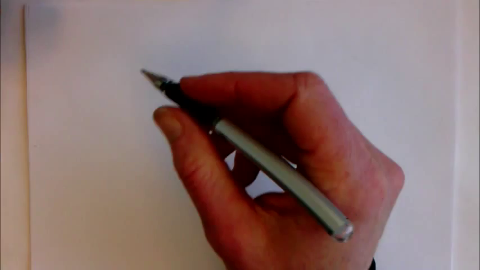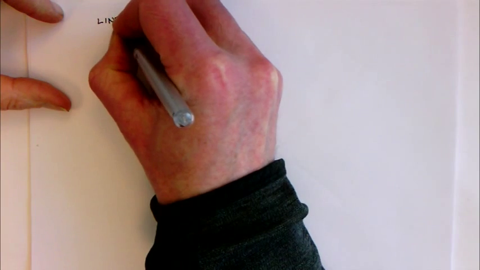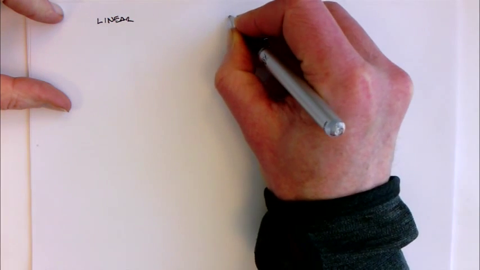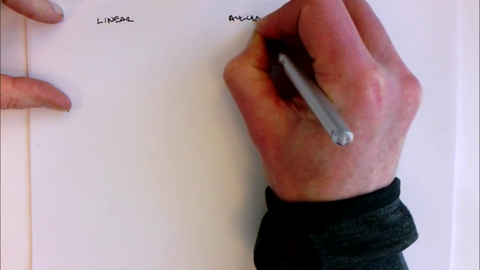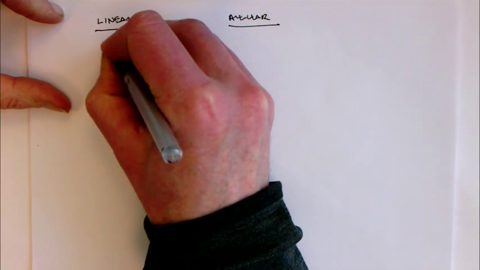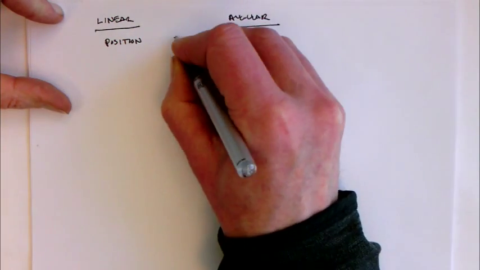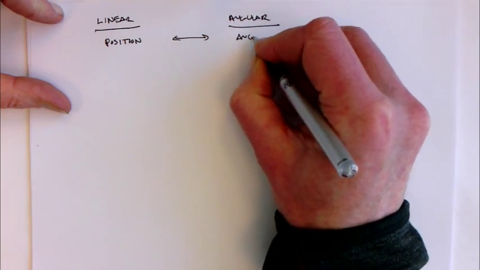So far we've made analogies between linear motion and angular motion with regard to the kinematic quantities. So in linear motion, obviously we've talked about position. To a certain extent in angular motion, we can make an analogy between position and angle, or theta.